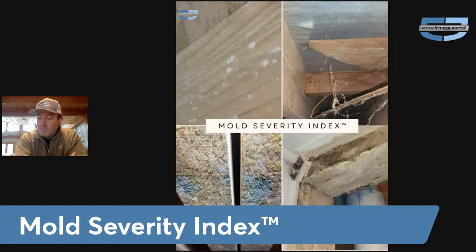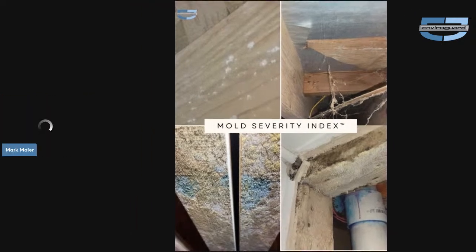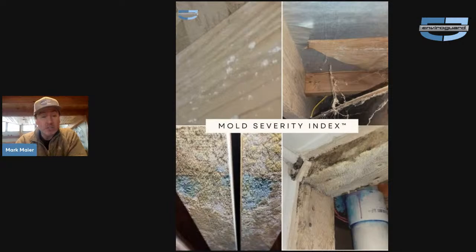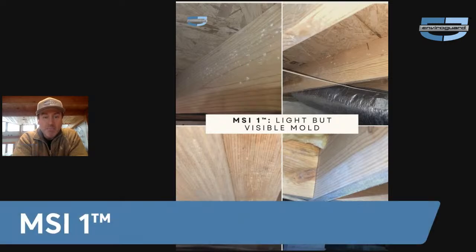Okay, so let's jump into MSI 1 and make sure everyone's crystal clear on how we're going about it within the inspection, estimate, marketing and sales, what MSI 1 through 4 is. So this is a good little picture of MSI 1 surfaces, right? Mold severity index 1 is light but visible mold. And as you can see in this picture, it's also what I would call sporadic, right? That visible mold is showing up sporadically on the surface.